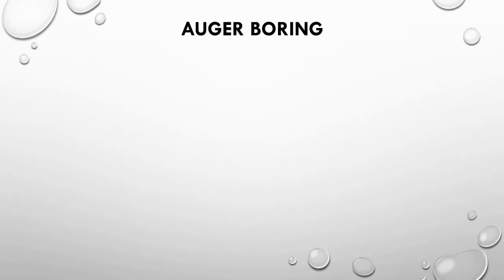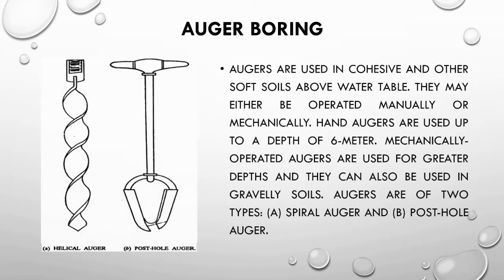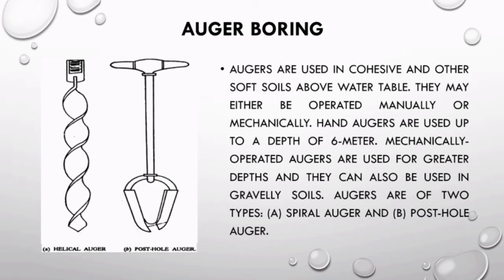Auger boring. Augers are used in cohesive and other soft soils above water table. They may either be operated manually or mechanically. Hand augers are used up to a depth of 6 meters. Mechanically operated augers are used for greater depths, and they can also be used in gravelly soils. Augers are of two types: A. Spiral auger, and B. Post hole auger.